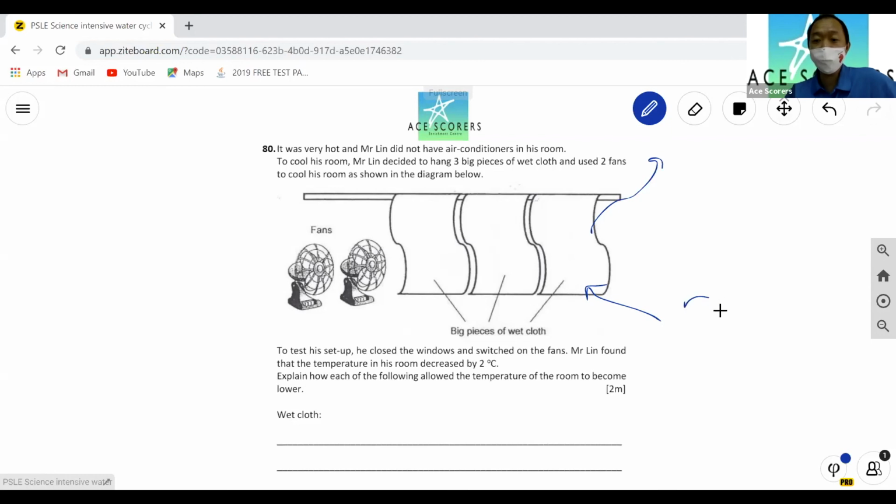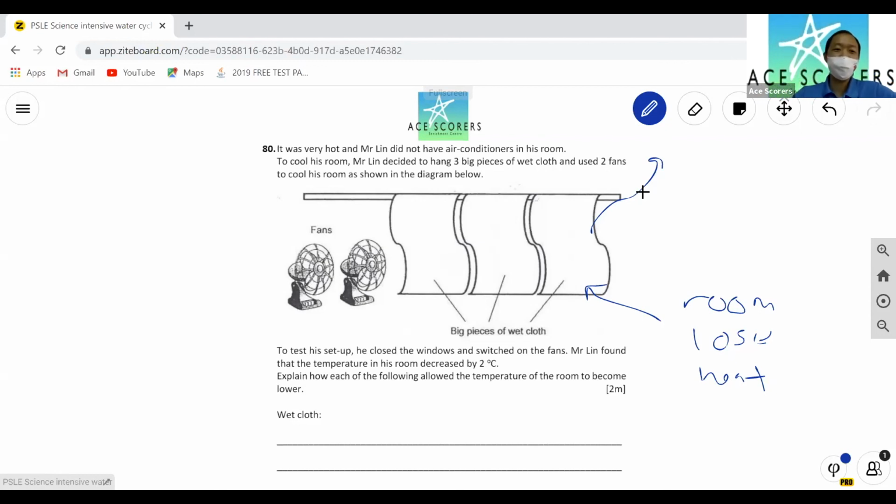So the room loses heat when the water evaporates, because the evaporation of the water removes heat from the room. You got it? So you don't need aircon.